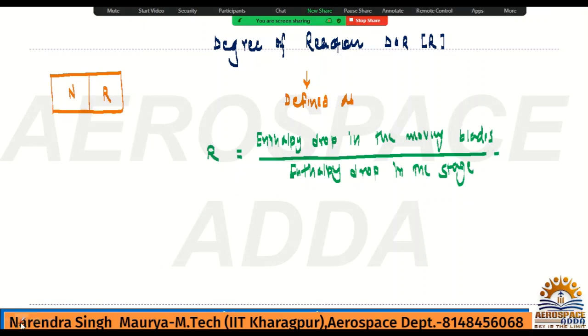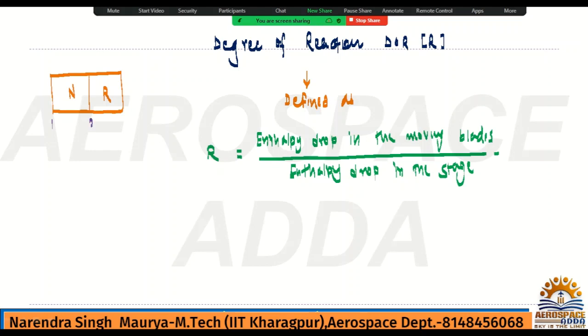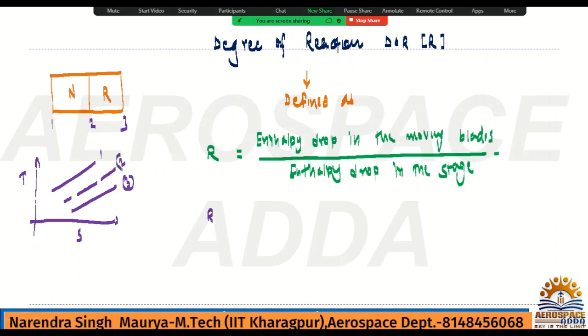So here this R is nothing but, finally you got, if you check, this number is 1 2 3. So what is the enthalpy? If you check, this is a TS plot, and this is 1, and somewhere if you draw, this is 2, and this is 3. So based on this you can draw. Okay, this is the expansion, so this expansion will be like this. Check this properly.